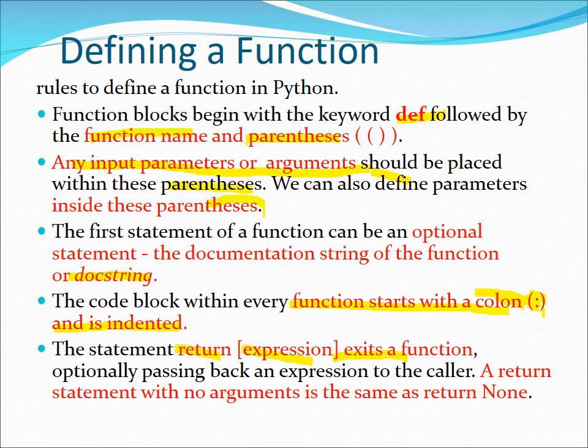Then how can you define a function? In order to define a function, we use the keyword def followed by the name of the function and followed by the parentheses, and any input parameters or arguments should be placed within the parentheses. Then the first statement of the function can be an optional statement, that is a documentation string. It will be shown in the next slide in detail.